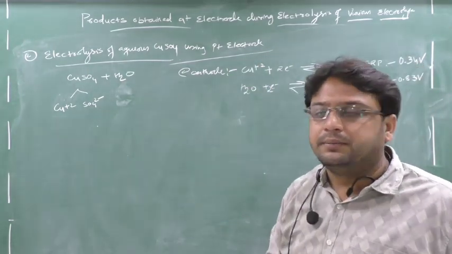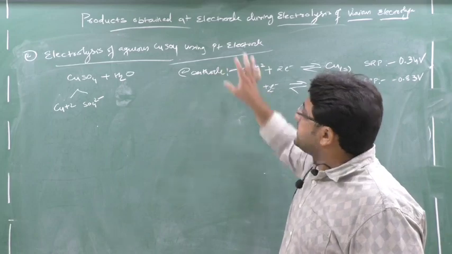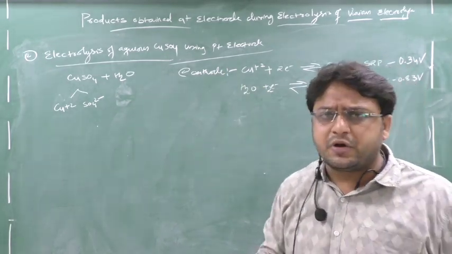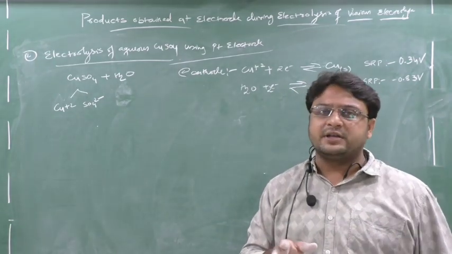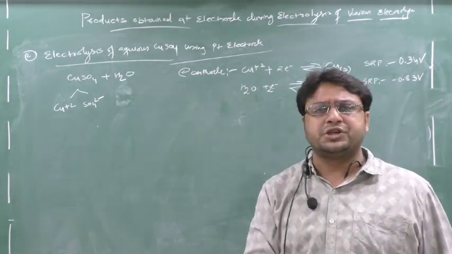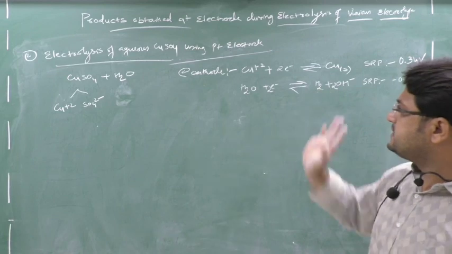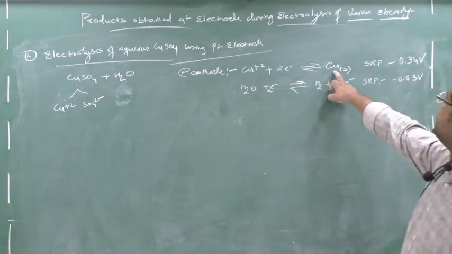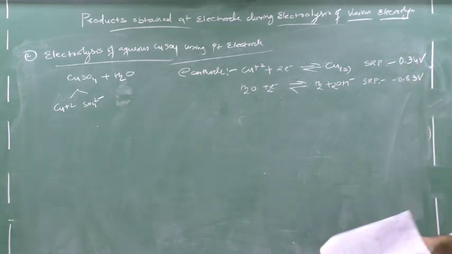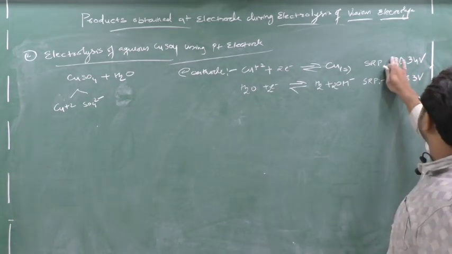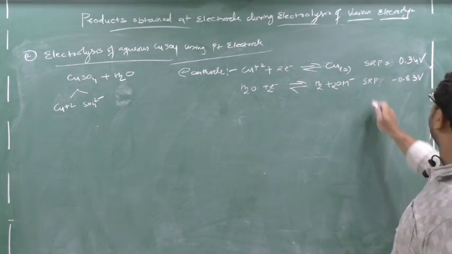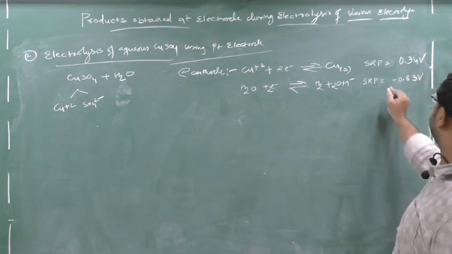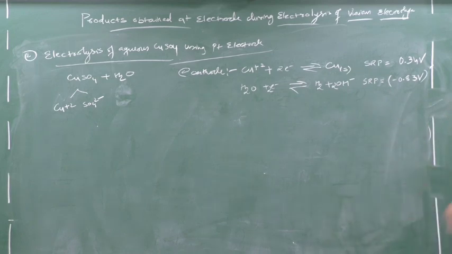In further classes it will come. But here remember, platinum electrode is an inert electrode, so it does not have any kind of effect. It will just provide a space for the oxidation and reduction reactions. So the answer remains the same here. At the cathode, Cu plus 2 plus 2 electrons gives Cu solid, and its SRP value is 0.34 volt. And for H2O reduction, the SRP value is minus 0.83 volt.